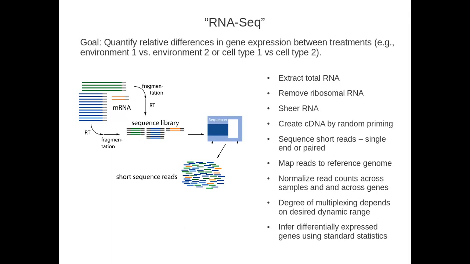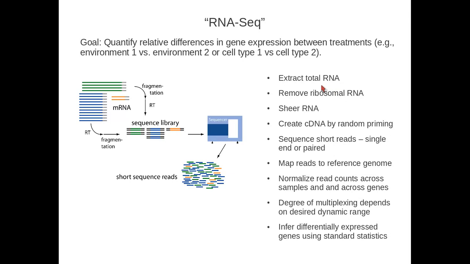Sometimes you might do cell type 1 versus cell type 2. Typically we contrast two treatments, although we also do RNA-seq in cases where we want to identify expressed regions of the genome. So we're not necessarily interested in just contrasting two samples, looking for differences in gene expression, but actually discovering which genes are expressed at a particular time. And in that case, you really only need one sample.